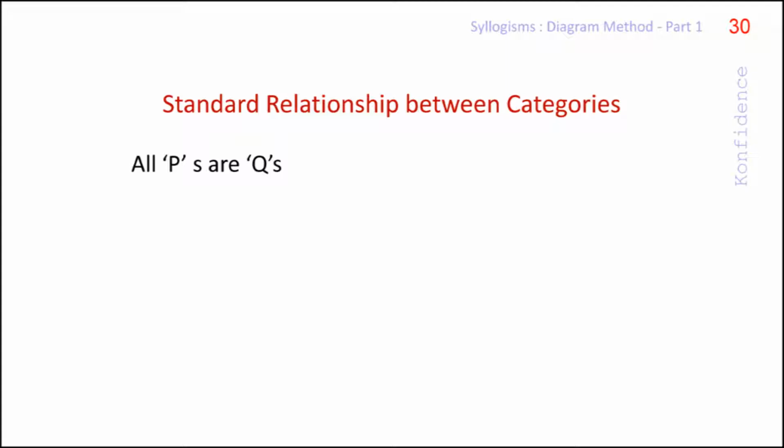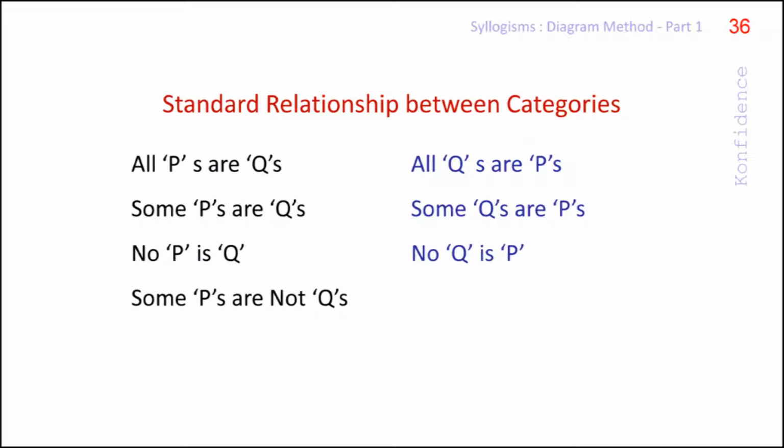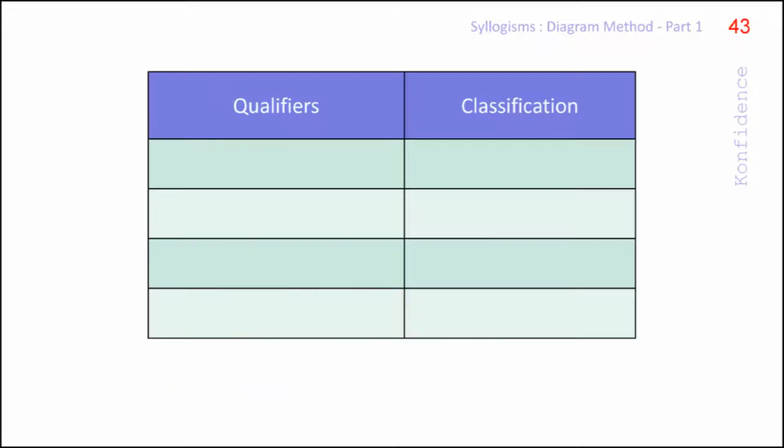They are: all P's are Q's, all Q's are P's, some P's are Q's, some Q's are P's, no P is Q, no Q is P, some P's are not Q's, some Q's are not P's. Here, the terms all, some, no, and some are not are called qualifiers. Based on qualifiers, the statements can be classified into 4 as given in the slide.